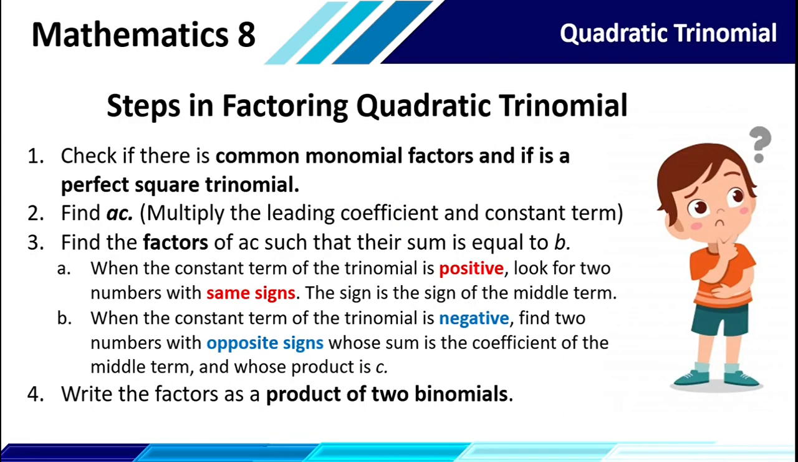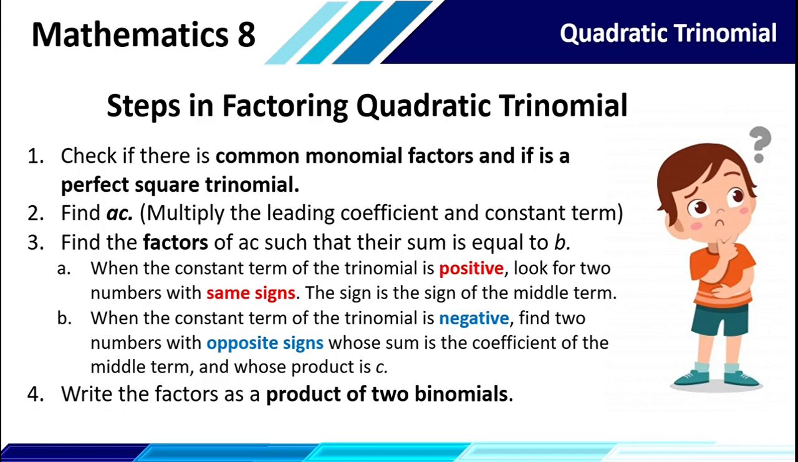There are steps in factoring quadratic trinomials. First, check if there is a common monomial factor and if it is a perfect square trinomial. Second, find AC. To get AC, just multiply the leading coefficient and the constant term. Third, find the factors of AC such that their sum is equal to B.